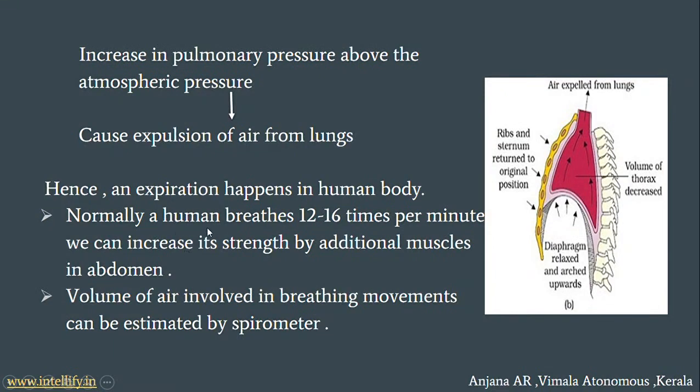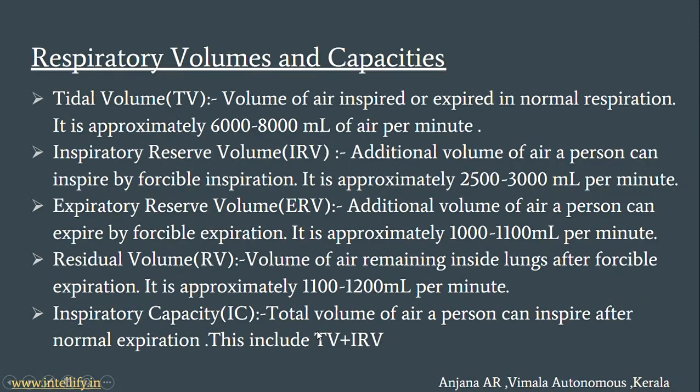Normally a human breathes 12 to 16 times per minute. We can increase its strength with additional muscles in the abdomen. The volume of air involved in breathing movements can be estimated by a spirometer. Next, the topic is respiratory volumes and capacities.